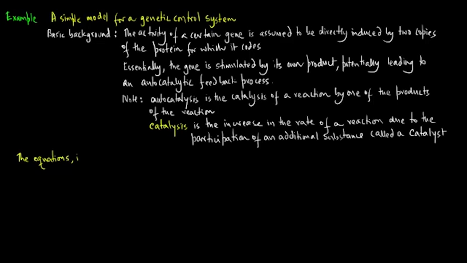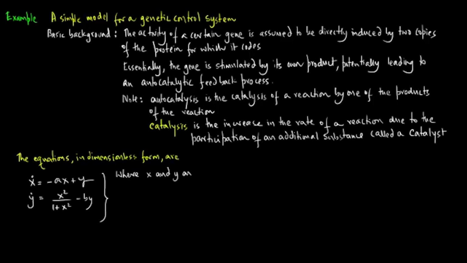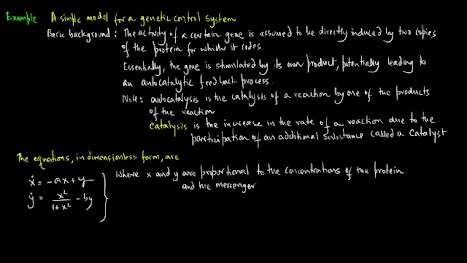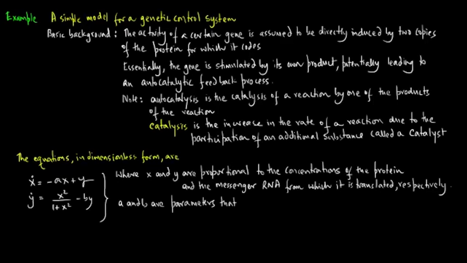So the equations in dimensionless form are x dot is equal to minus a x plus y, and y dot is equal to x squared divided by 1 plus x squared minus b y, where x and y are proportional to the concentrations of the protein, and the messenger RNA from which it is translated, respectively. a and b are parameters that govern the rate of degradation of x and y.